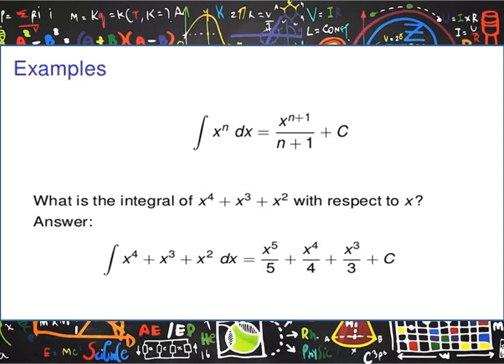Simply for the second term, the question says the second term is x cube. So you need to increase the power by 1. So x cube will become x raised to 4, and the power after integration will be written in the denominator once again. So the integration of x cube will be x raised to 4 upon 4. Similarly, for the third term, x square, you need to increase the power by 1 again and write the same number in the denominator also. So x square becomes x cube upon 3, and you need to add plus c in the end.